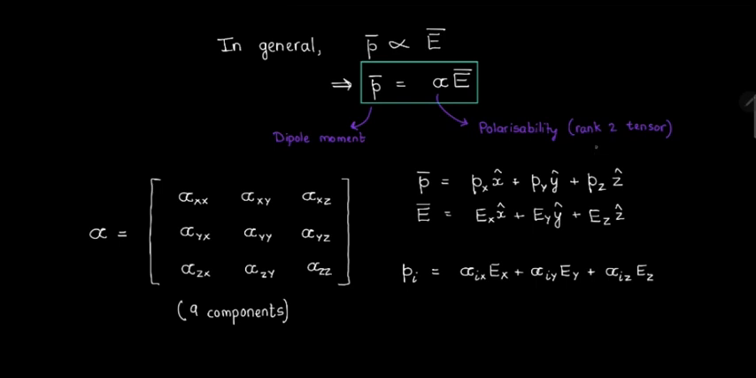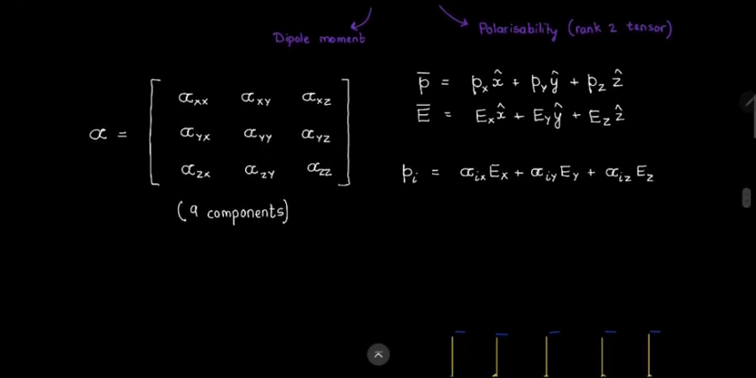If it were a three rank tensor, you would have gotten a 3 by 3 by 3 matrix, a 3D matrix with 27 components. This alpha has 9 components. But anyways, it is none of our concern.